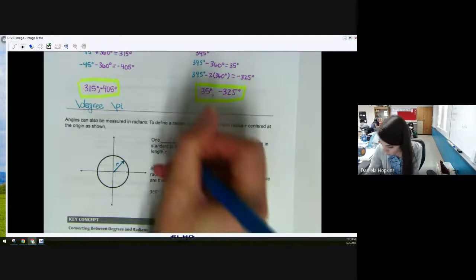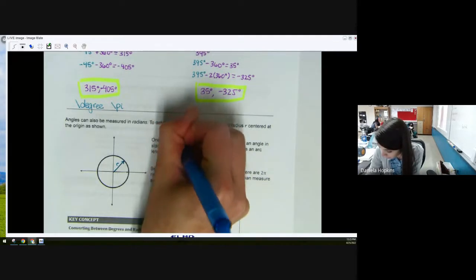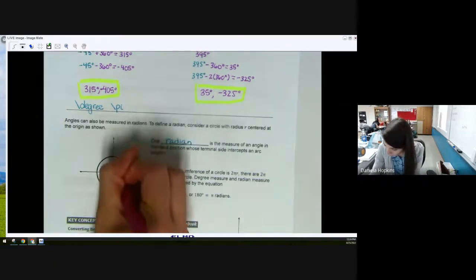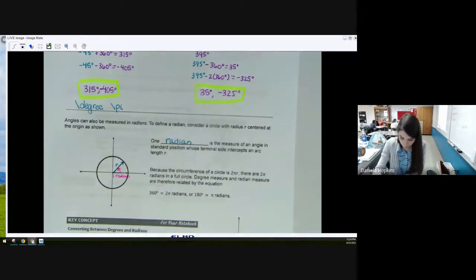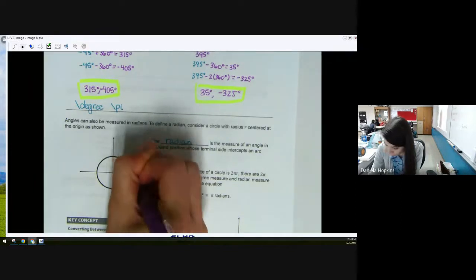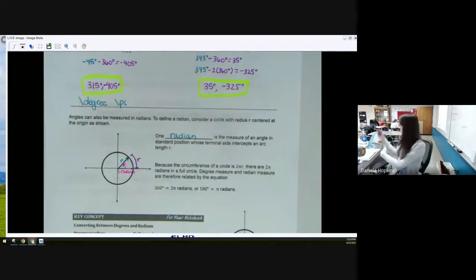We can say that 1 radian is the measure of an angle in standard position whose terminal side intercepts an arc length r. So in our picture, 1 radian here, not a full rotation, intercepts an arc length. Remember, arc length is like the circumference of just a part of a circle. And this arc length is also r. That would be 1 radian.